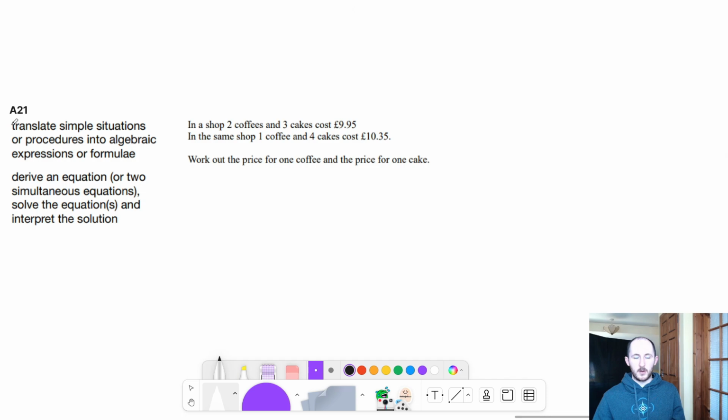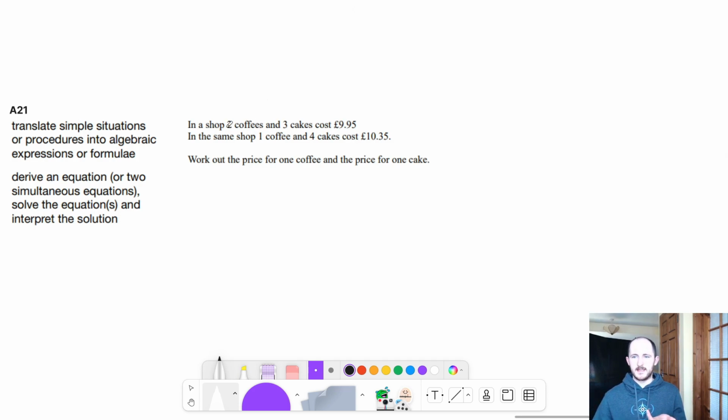Part 21 of Algebra. Translate simple situations or procedures into algebraic expressions or formulae. And you should be able to derive an equation or 2 simultaneous equations, then solve them and interpret the solution. So this is a very classic example. In a shop, 2 coffees and 3 cakes cost £9.95. 1 coffee and 4 cakes cost £10.35. Hence, what is the price of a coffee and a cake?